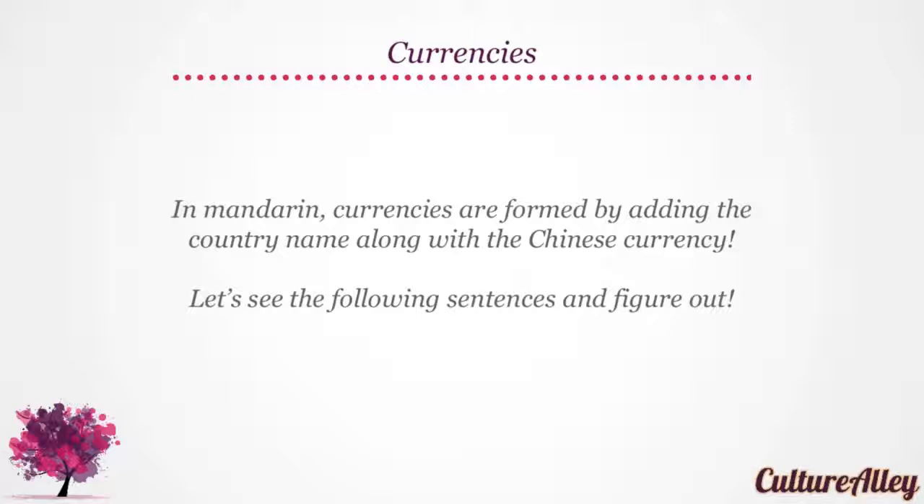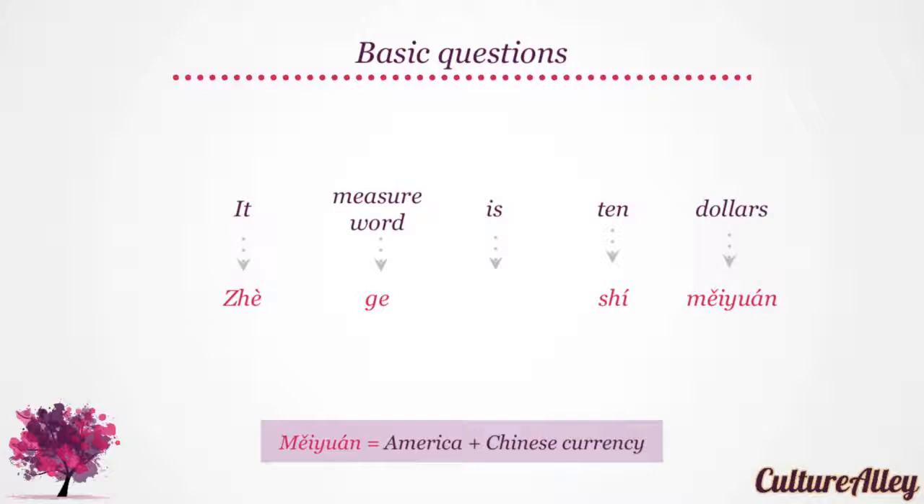Let's see the following sentence and figure it out. Let's begin with the first sentence. This is for $10. Here is the breakup of the sentence. It translates to 这. The measure word inserted here is 个. 10 translates as 10, and dollars becomes 美元, where 美元 is America plus the Chinese currency.